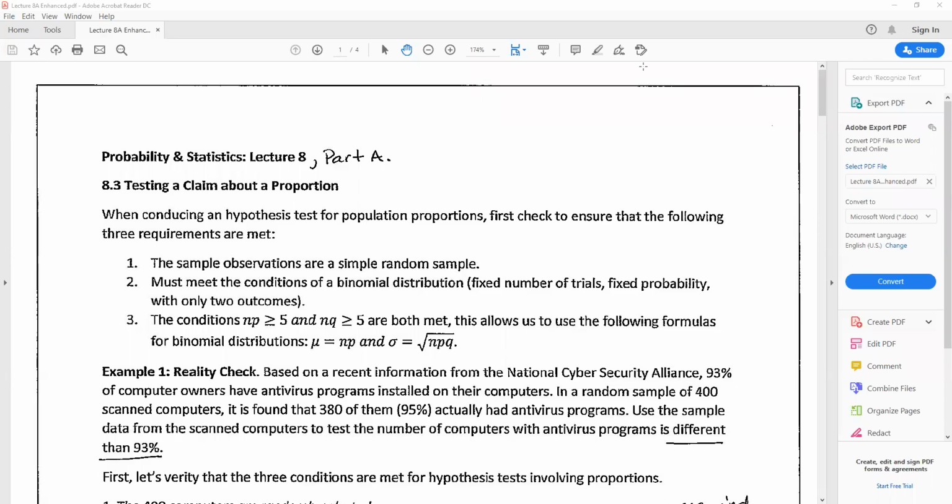This lesson is going to be in two parts. We will do part A for hypothesis testing for proportions. And we'll start off with 8.3, testing a claim about a proportion.